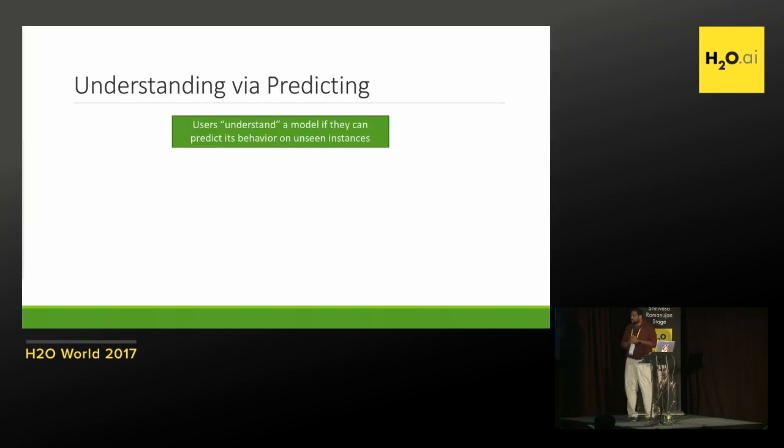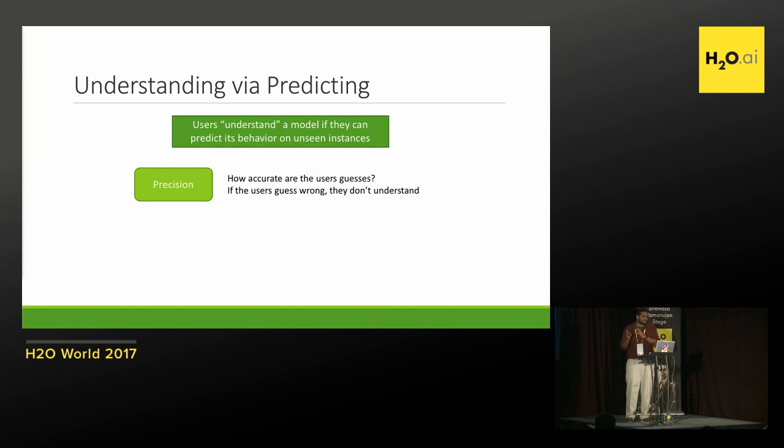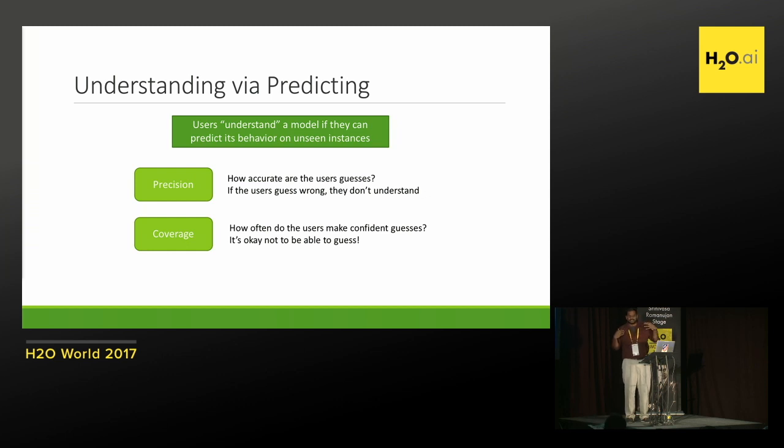Okay. So the idea here is that we're going to assume that users can understand what a machine learning model is doing only if they can predict what the model would do when it's deployed, right? If you understand something, you would be able to predict what it would do on completely new data. So we can define a precision and a coverage measure of what this predicting looks like. If a human can predict correctly whenever they make a guess, that would be a high precision user. And coverage is just how many times they're offering to make a guess.